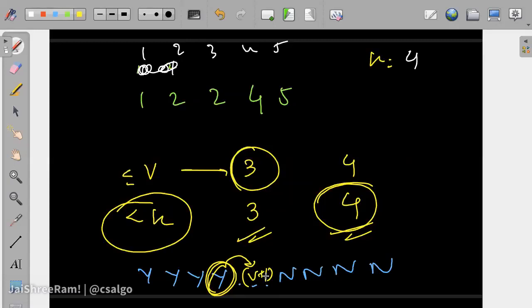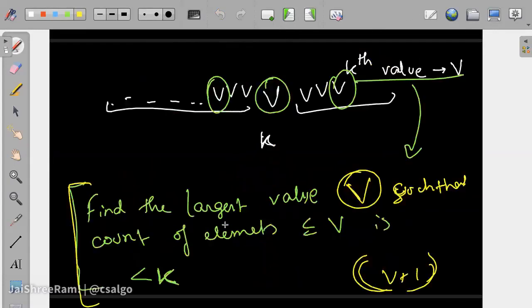Up till this, it's still not complete. We just found out that if we can find the largest value v such that count of elements less than equal to v is less than k, then we know that the answer is v plus 1. There is still this particular problem left: how do you find this largest v? But is this part clear or not, this particular statement that I have made over here?